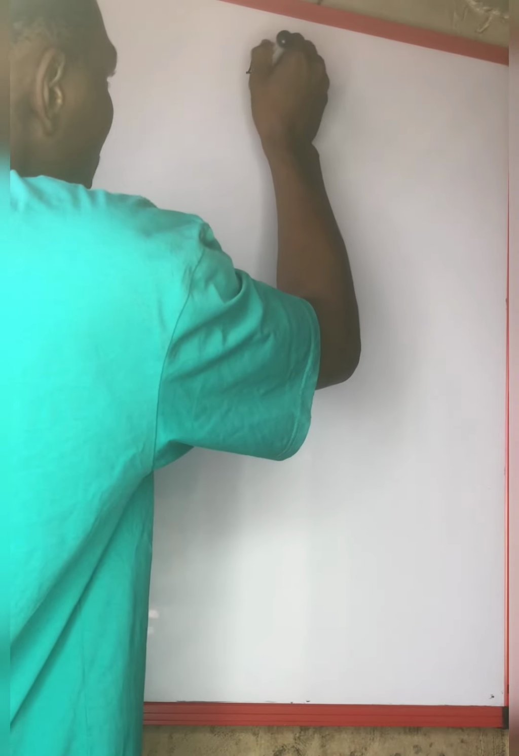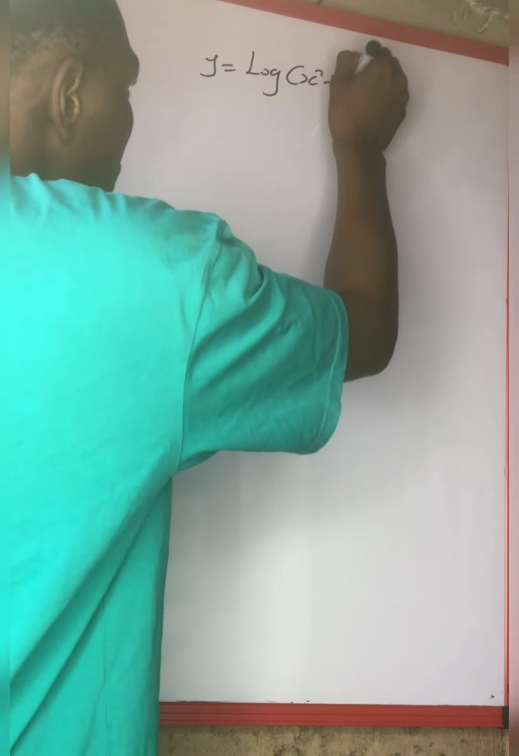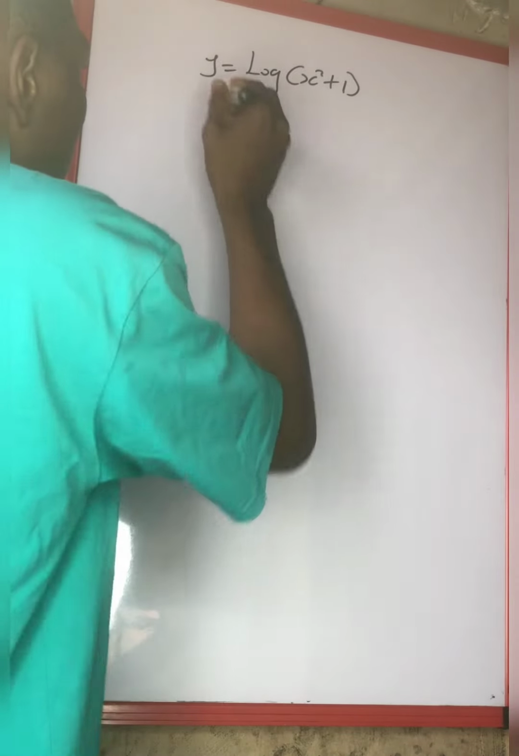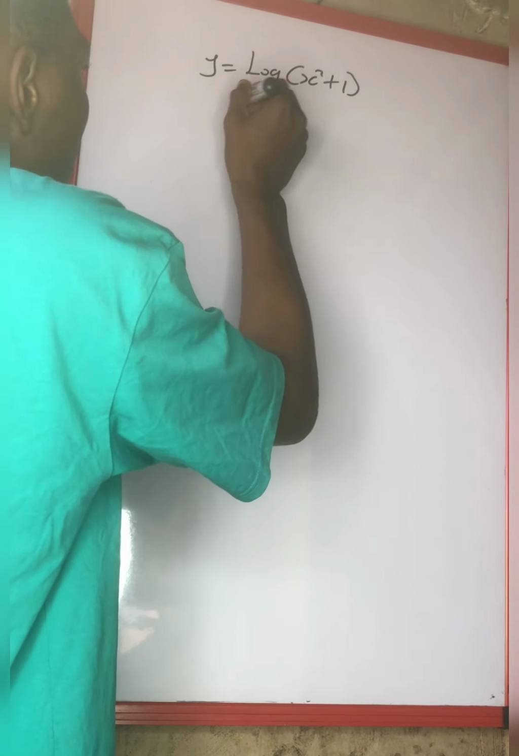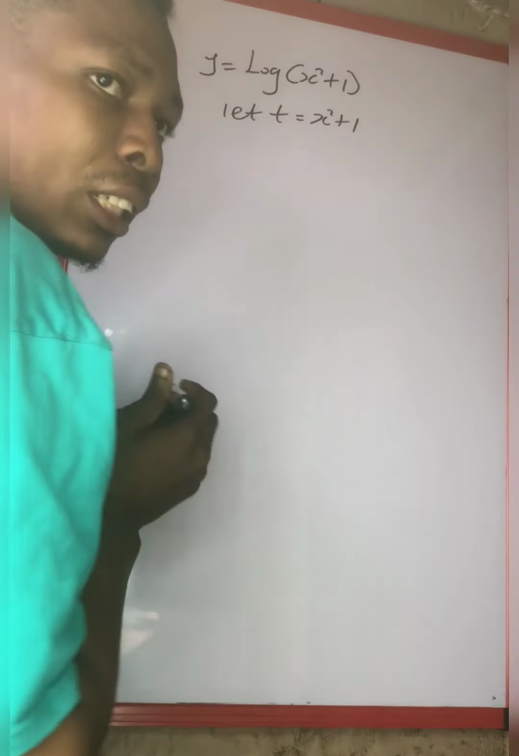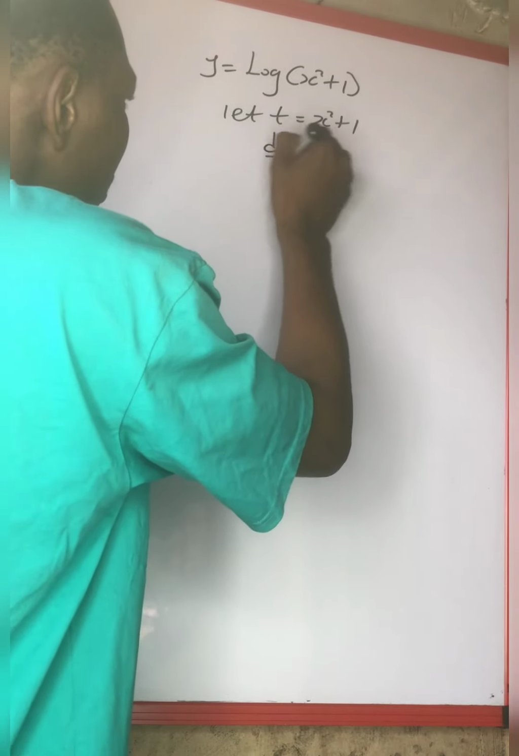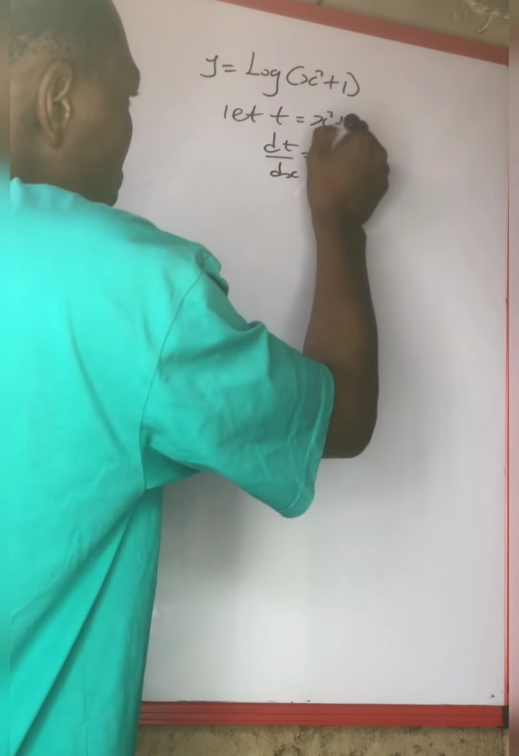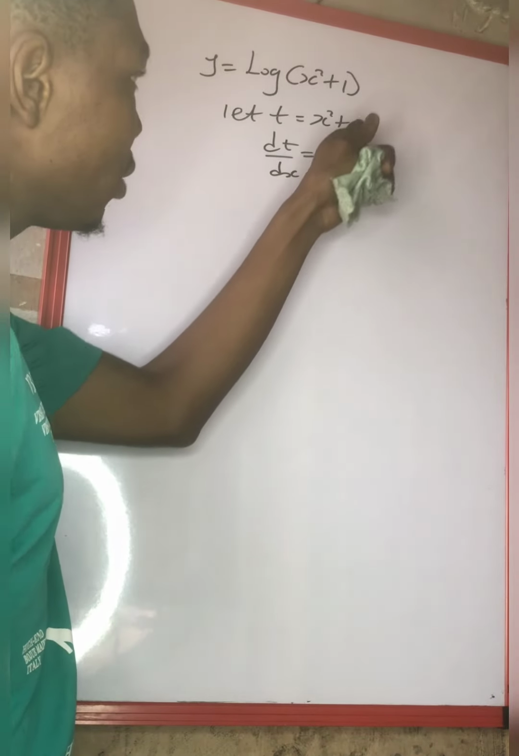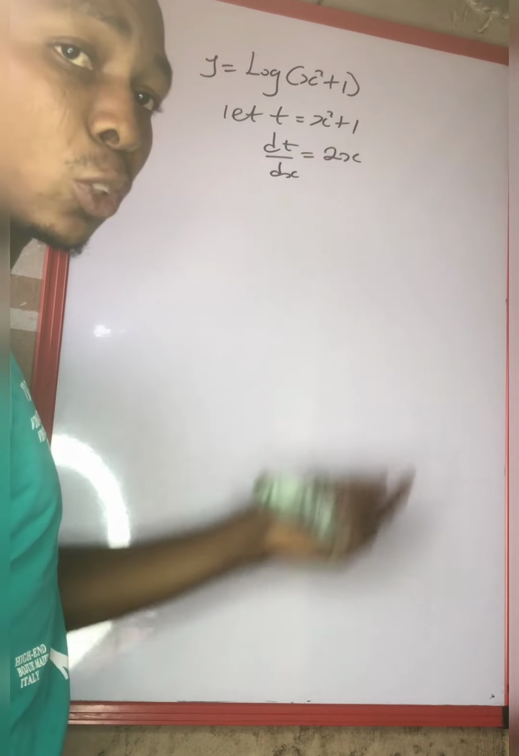We have, if y equals log of x squared plus 1. Alright, so from there, let t equals x squared plus 1. So you can differentiate t with respect to x. It becomes dt/dx equals 2x. Whenever you differentiate x squared, it's sitting as 2x. If you differentiate a constant, it's 0. So 2x plus 0 is going to give us what?